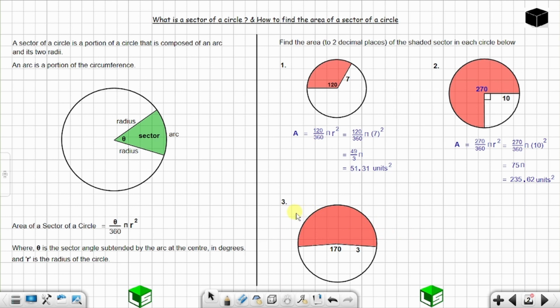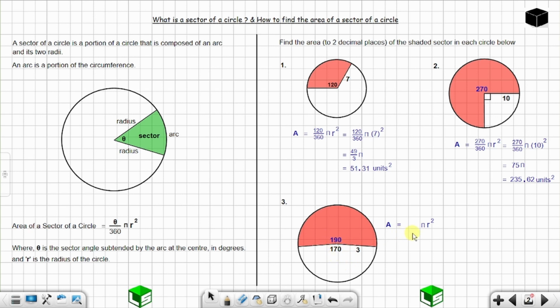Now let's look at example number 3. To find the area of this sector, you always want to start with the area of the entire circle, which is pi times radius squared, and remember to multiply by theta over 360. Your theta is equal to how many degrees? It's not 170. 170 is the angle outside. So if the outside angle is 170, the angle of the shaded sector will be 360 minus 170. This is going to be 190.